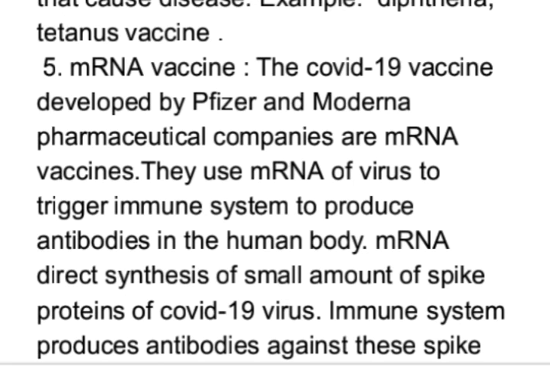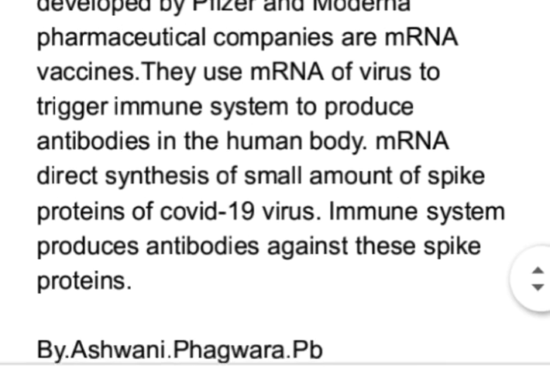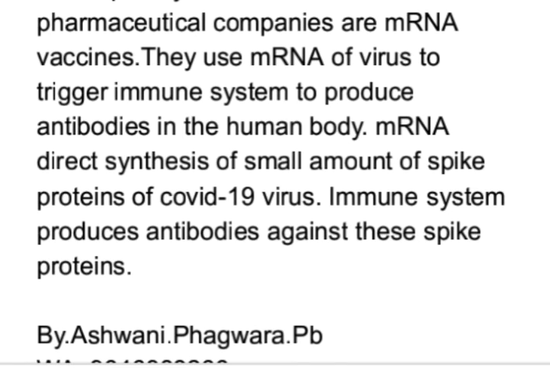Next is the mRNA vaccine. The COVID-19 vaccines developed by the pharmaceutical companies Pfizer and Moderna are mRNA vaccines. These vaccines make use of the mRNA of the virus. Actually, the mRNA of the COVID-19 virus has been synthetically prepared. So that is being used in the vaccine.